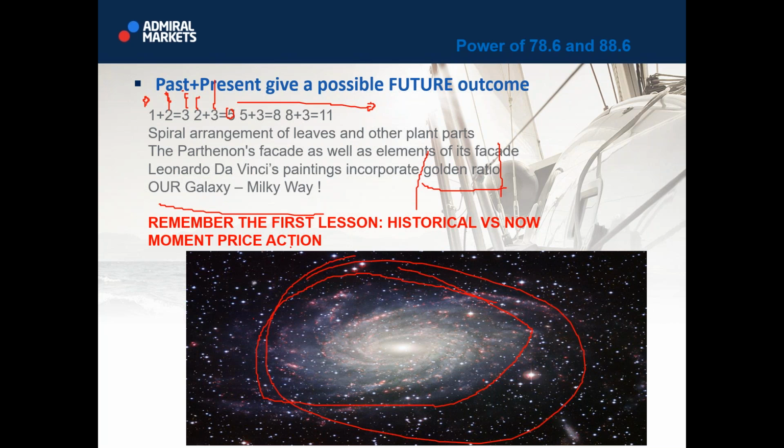Milky Way galaxy. And now remember the first lesson. Historical versus now moment price action. Historical versus now moment will give us the future. What we are expecting: positive outcome. Okay? This is the part of my teaching. This is the part of my analysis, guys.